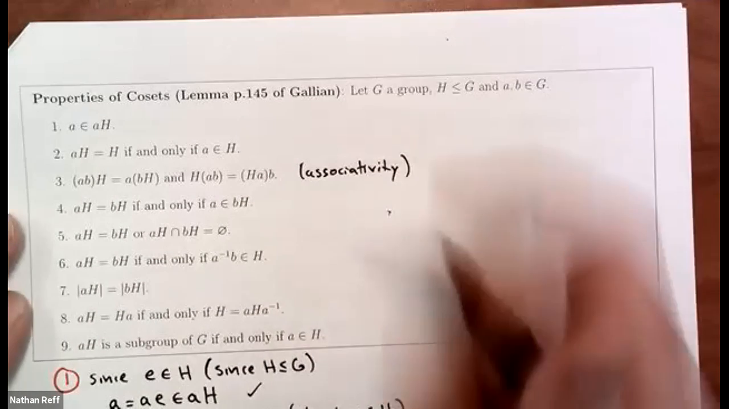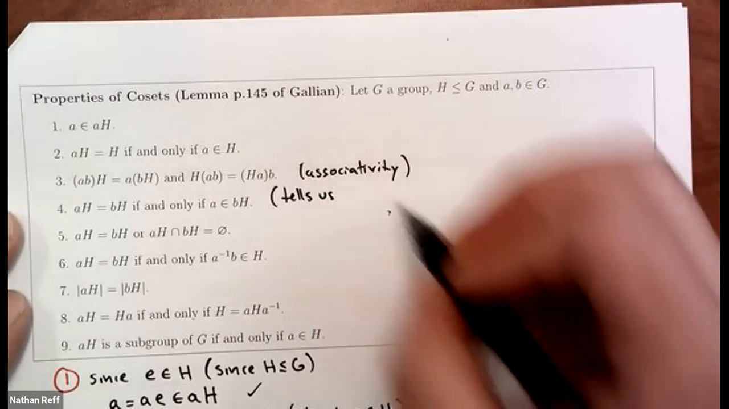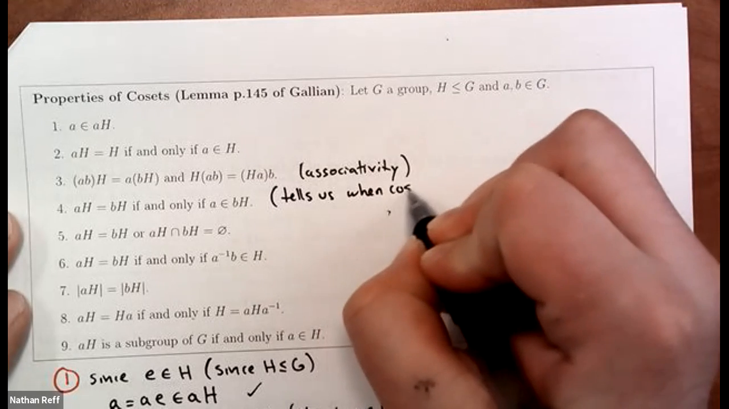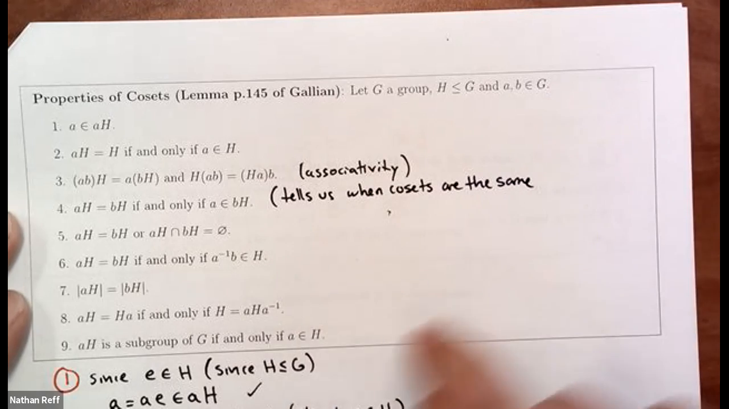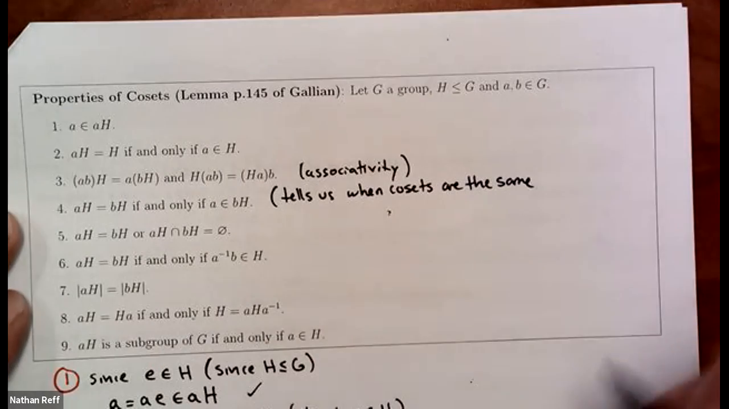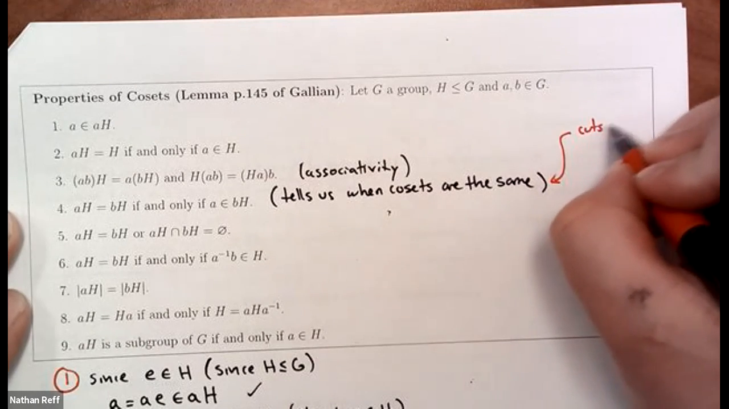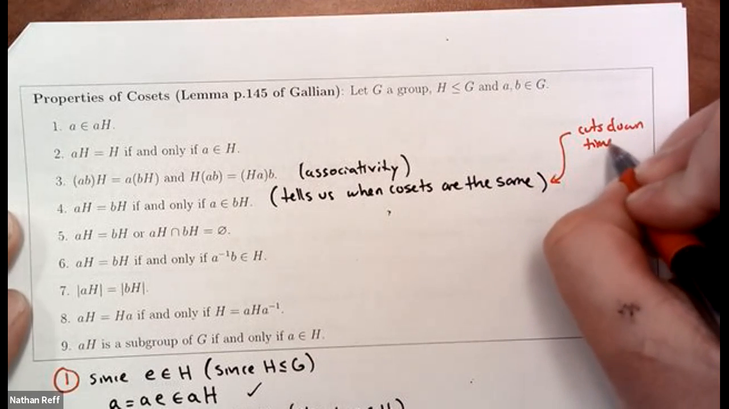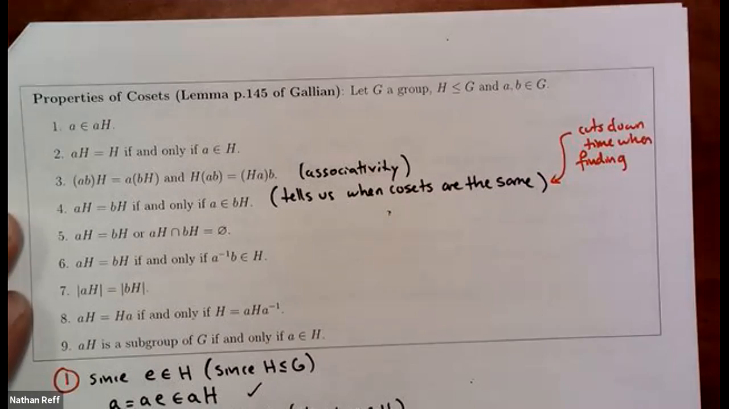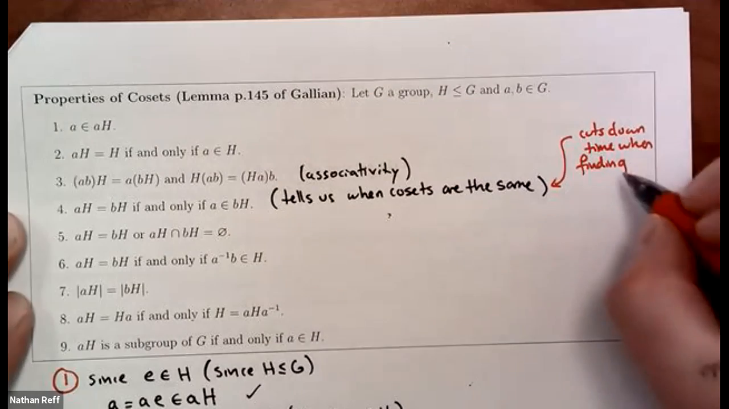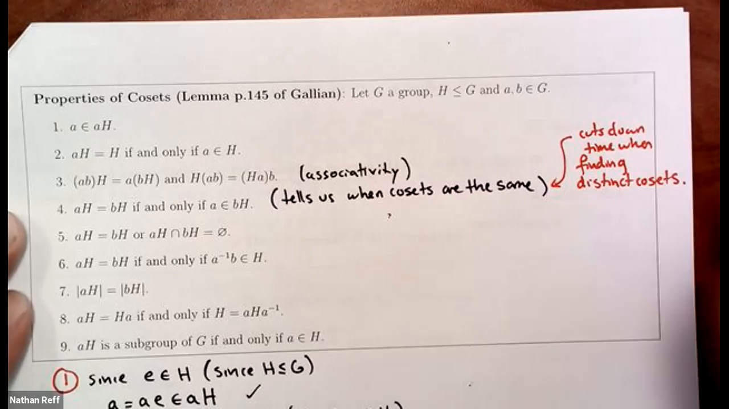Okay? So I guess let's write something for that. So this tells us when cosets are the same. So this is going to cut down the time when you're trying to find distinct cosets. If you were asked to find all the distinct cosets, this would speed up the process. Okay.